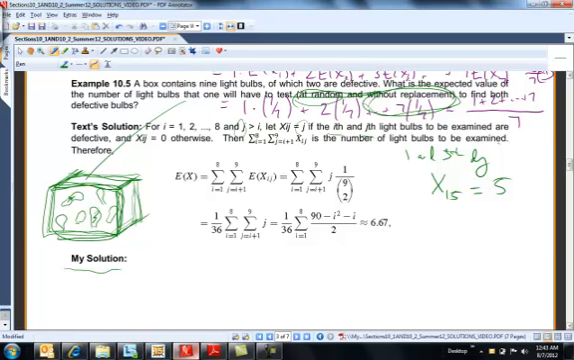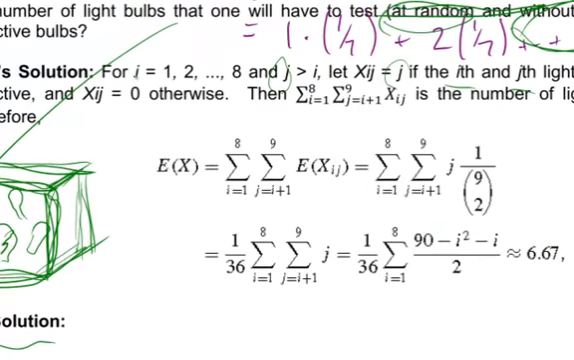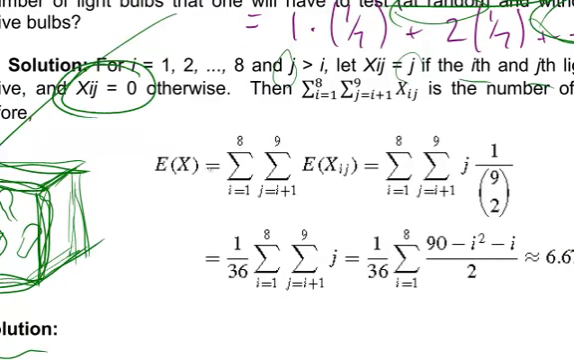Right? So you're going to test 1, 2, 3. The most you could have to test is all 9 of them. So, for example, if you found it on the 2nd and 7th, then x27 is equal to 7. That means you had to check 7 before you found both defective. So that's how they're labeling their random variable. Otherwise, xij is equal to 0. If the first 2 bulbs are not defective, then x12 is 0.